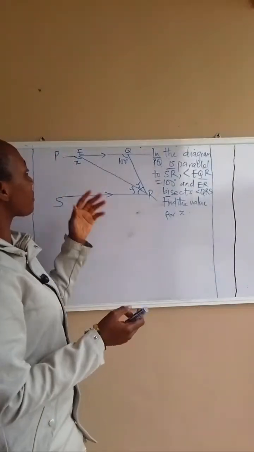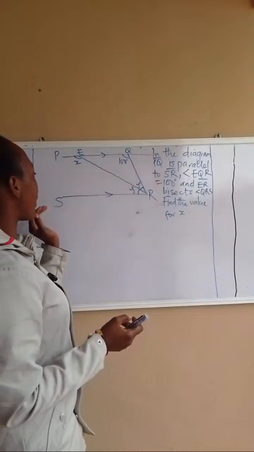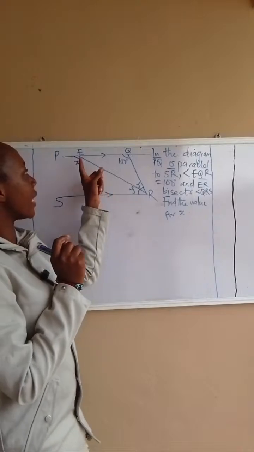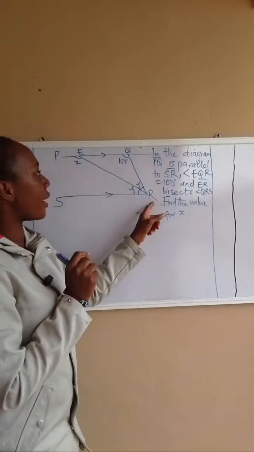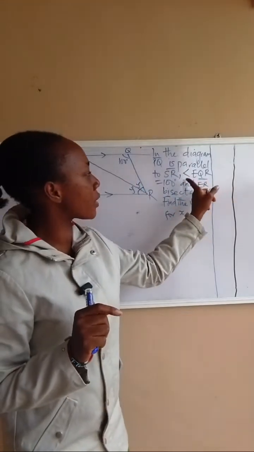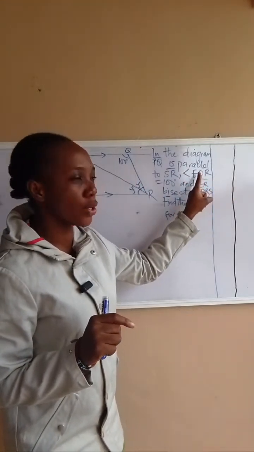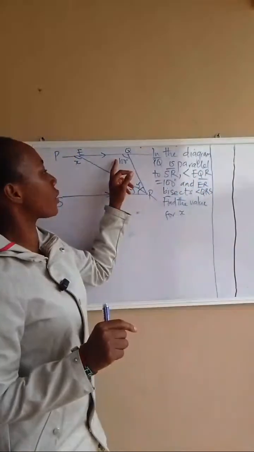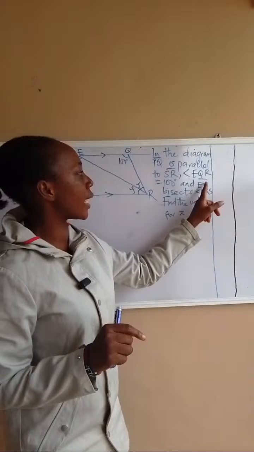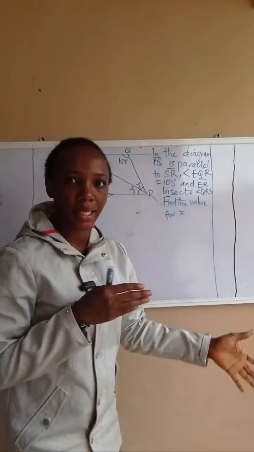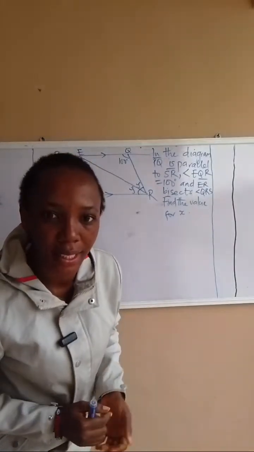All right. So line PQ is parallel to line SR. Angle EQR is 100. When it's written like this, they are referring to the Q, the middle letter. So angle Q is what? 100. And then line ER bisects. Are you getting it?